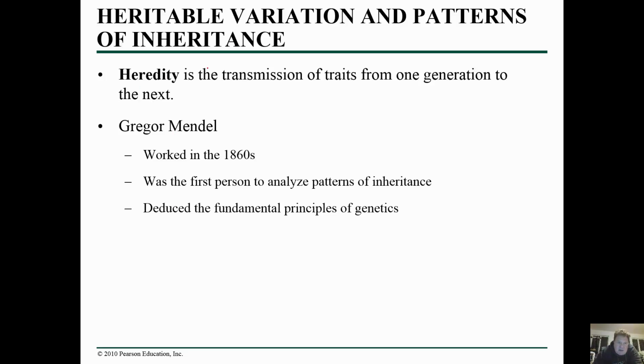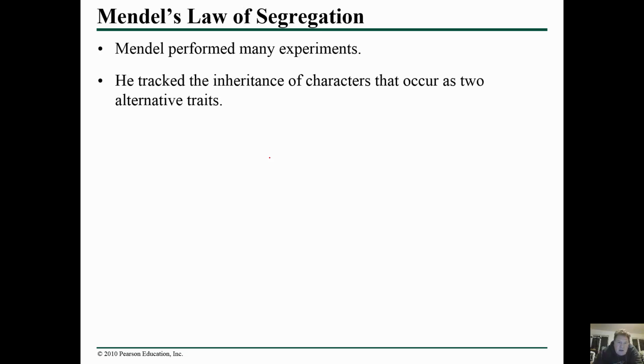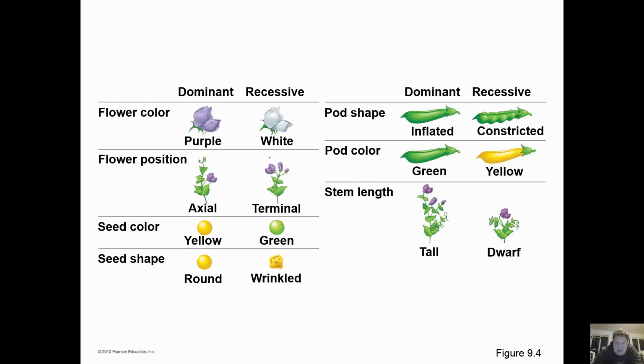So basically what we're going to talk about today is heredity, which is just the transmission of traits from one generation to the next. One of the pioneering founding fathers of this is Mendel, and there's his picture. Nice looking guy. And he performed a lot of different experiments on a really interesting and cheap model organism, which is basically the pea. And what he was looking at were traits like flower color, pod shape, pod color, stem length, etc.